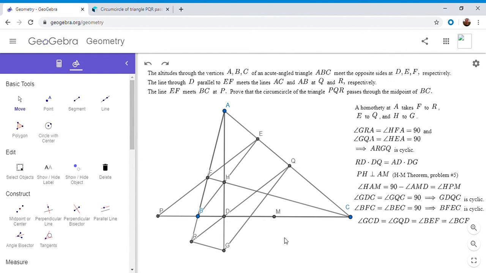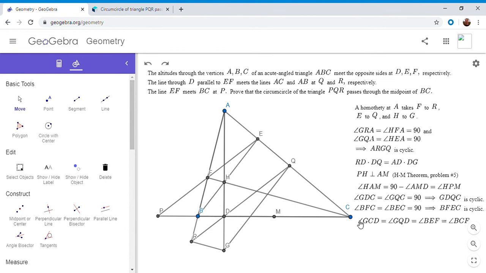So angle GCD has to equal angle GQD because this is cyclic. And then angle GQD has to equal angle BEF. Now, why is that? It's by the homothety, because GQD has to equal angle HEF because AFHE is similar to AQGD, but HEF is BEF. So GQD has to equal BEF. But then because BFEC is cyclic, BEF has to equal angle BCF.